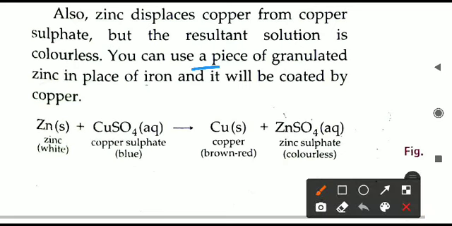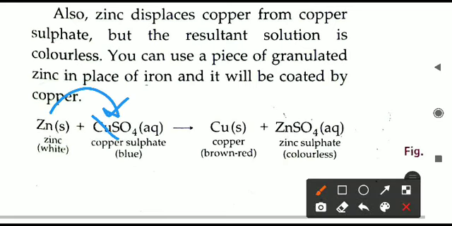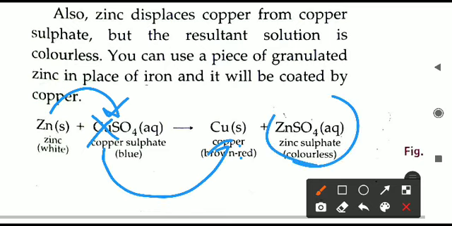So you can use a piece of granulated zinc in place of iron, and it will be coated by copper. So here you can see zinc will move toward copper sulfate. Zinc is more reactive than copper, so zinc will occupy the position of copper and displace it. Copper will move outside separately. What will be produced? Zinc sulfate will form, that is totally colorless.